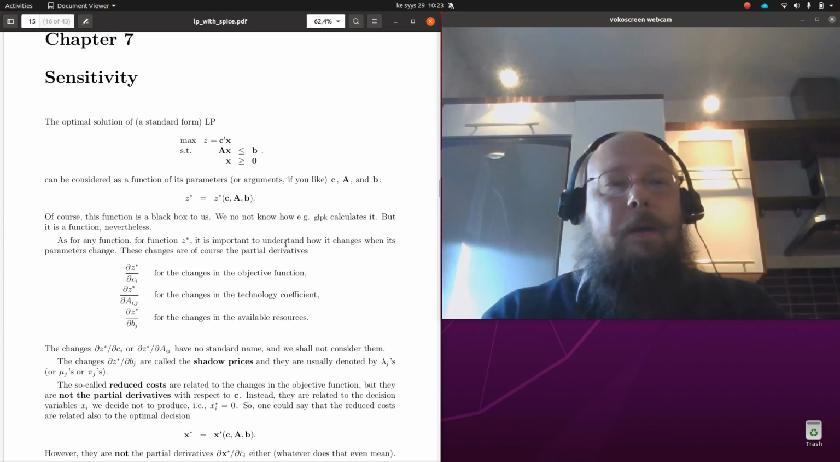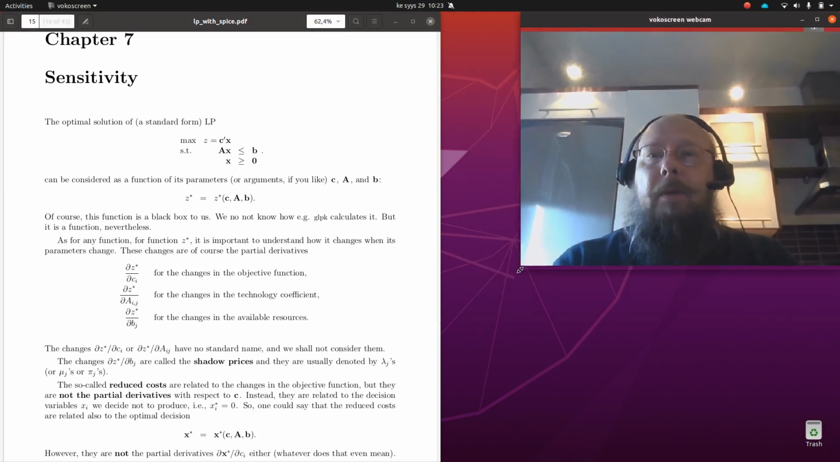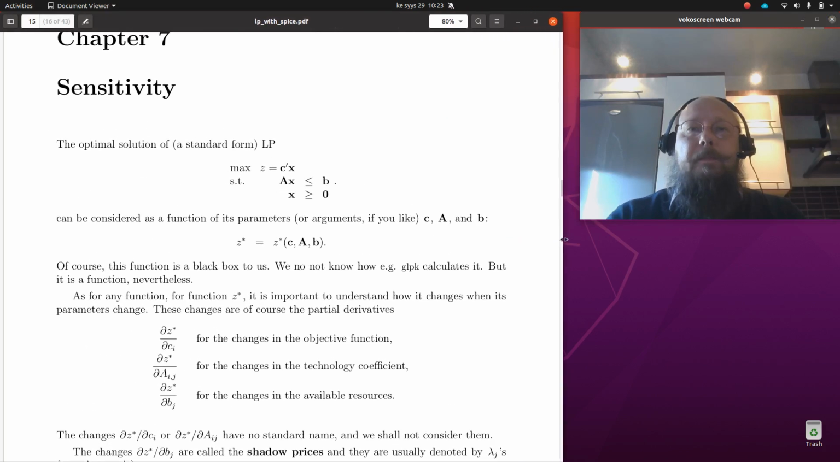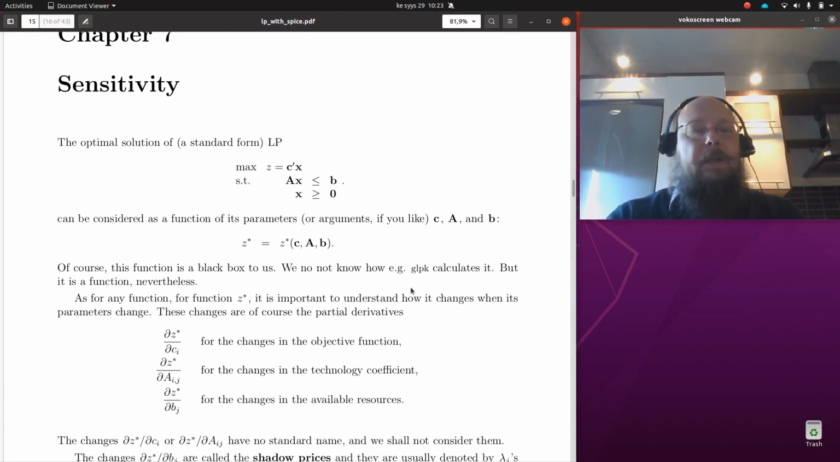Since the font is getting a bit smaller, I will again adjust the windows a little bit so we can see better, like this. With a function like this, obviously there are three types of partial derivatives that are related. First, we could look at how the optimum changes if the objective function c changes in its parameter, say, or component c_i.